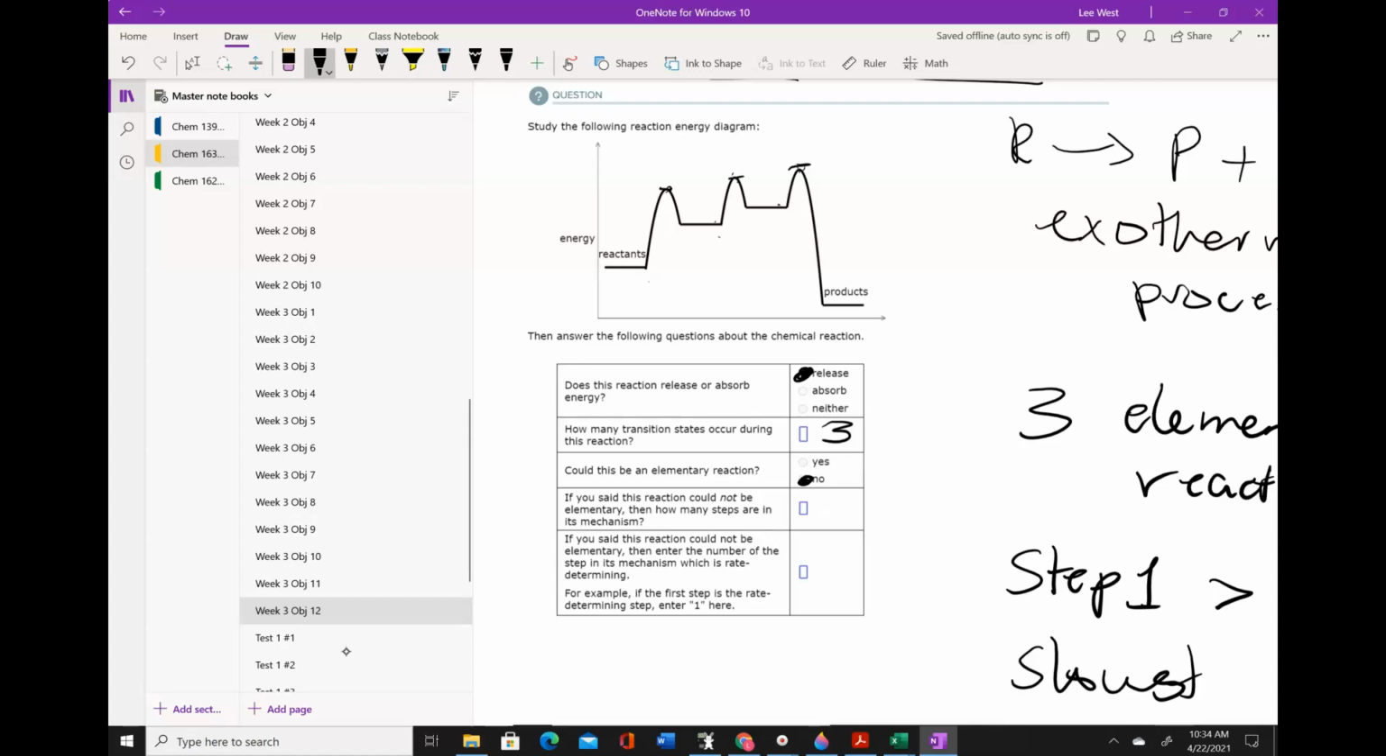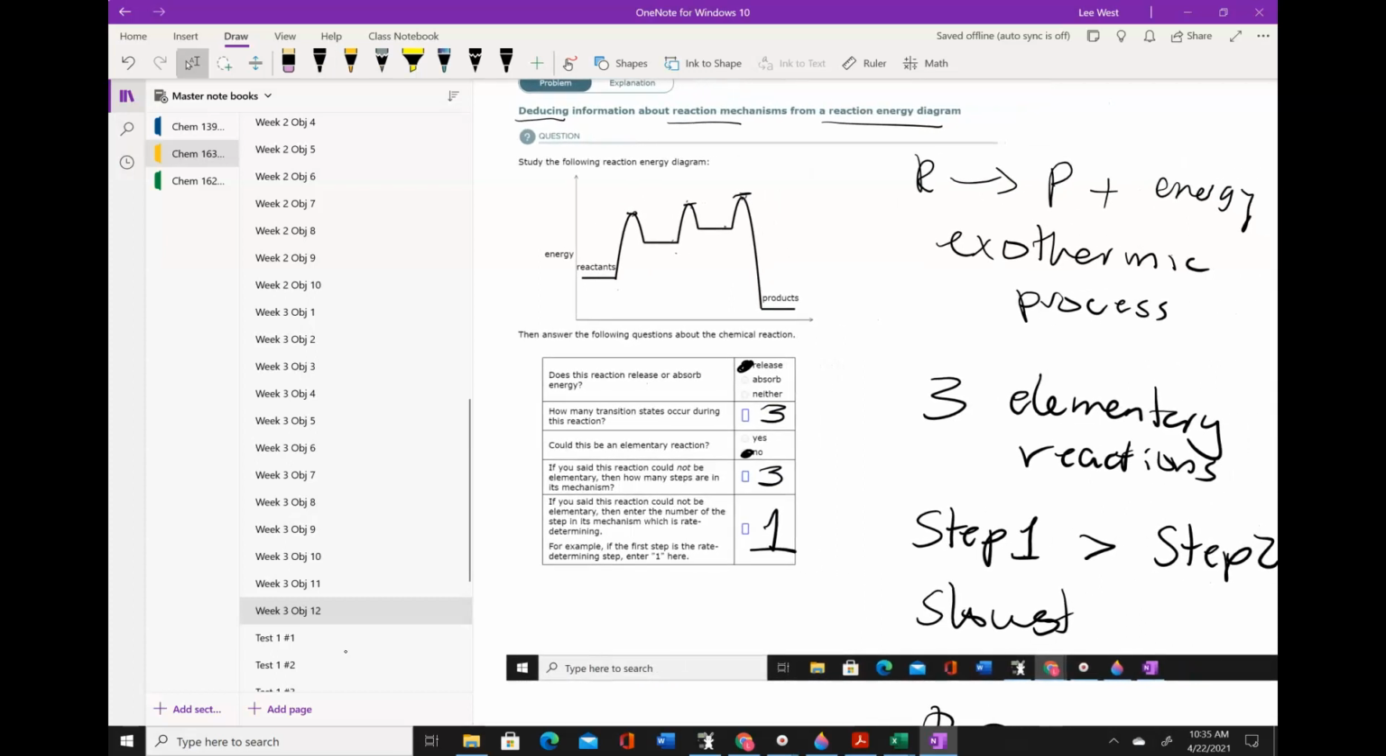If you said this reaction could not be elementary, then how many steps are in the mechanism? Well, there are 3. And if you said the reaction could not be elementary, then enter the number of the step in its mechanism which is rate determining. Well, it has to be the first one, because the first one has the highest activation energy, right? It has the highest activation energy.